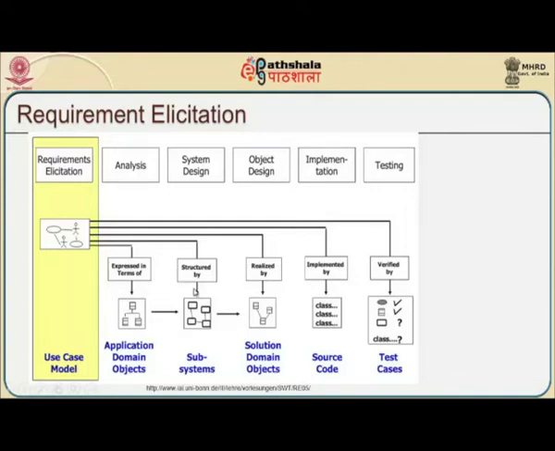Then it will be converted to a structured diagram where we will be able to find the subsystems with which we can develop the entire software. The same can be realized by the solution domain objects, further implemented by classes and verified by different test cases. So during the elicitation process itself, we are making the entire process very clear, so that it does not have any problem and it checks the feasibility of the software that is to be developed.